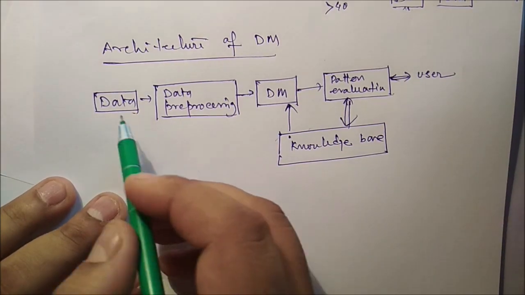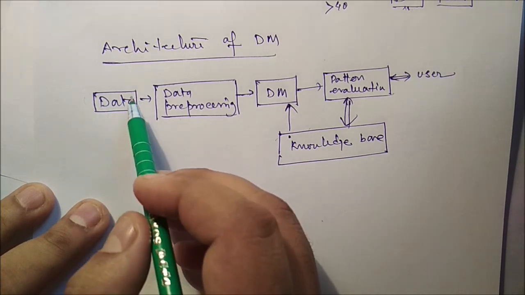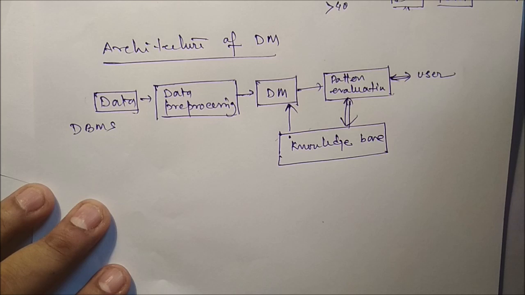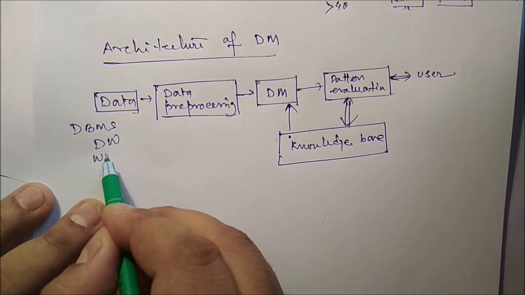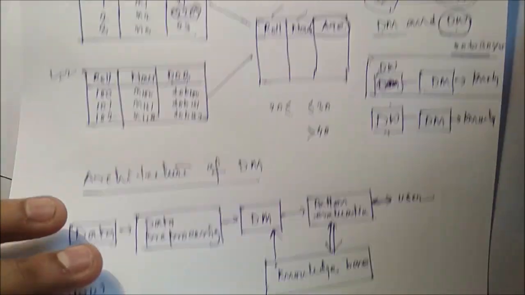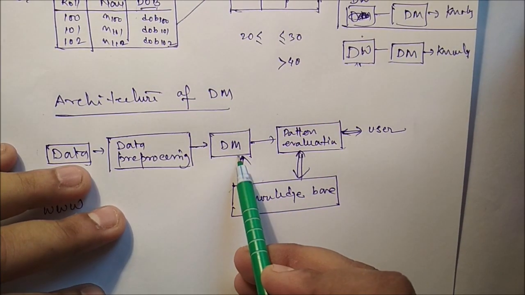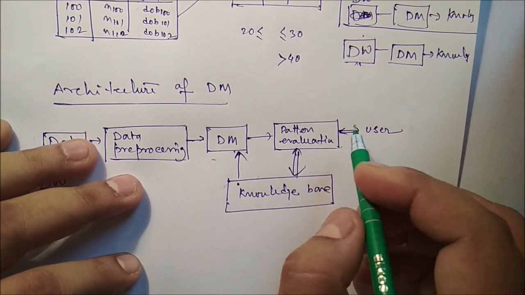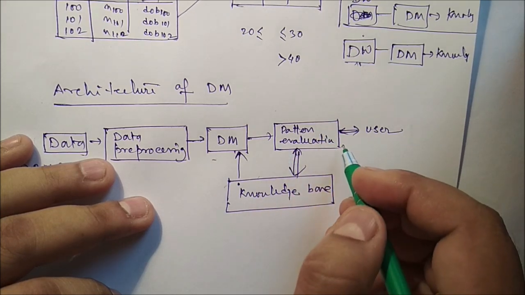So this is the architecture of data mining. First is the data. The data may be from the DBMS, maybe from the data warehouse, it may be World Wide Web data, or other repositories. Next is data pre-processing. Already we know the data pre-processing part. After that, data mining generates patterns, and we have to evaluate these patterns, and the user interacts with the pattern evaluation.